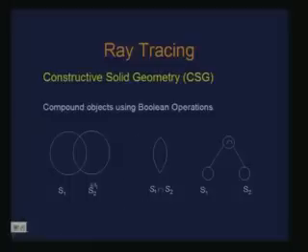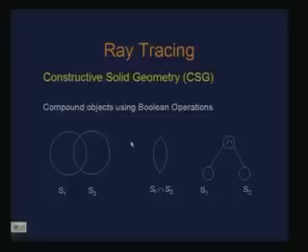So now, given that you are able to do this construction of compound objects using simple primitives, and let's say these are the primitives with which we know how to get the ray intersection done, if you are attempting to model S1 intersection S2, then how can ray tracing be used? That is what we are trying to look at.